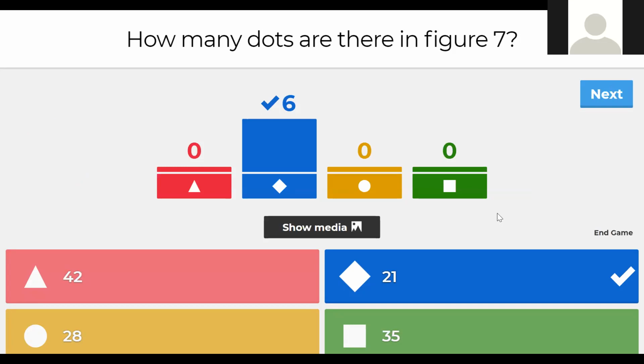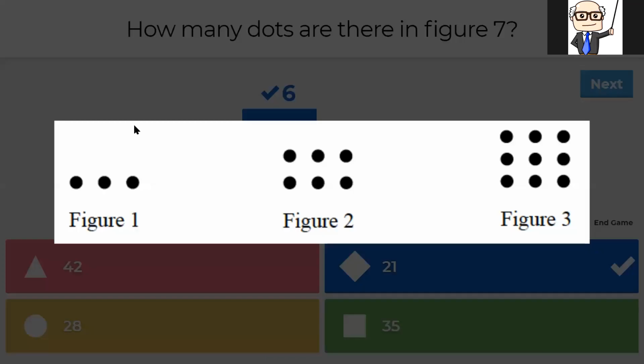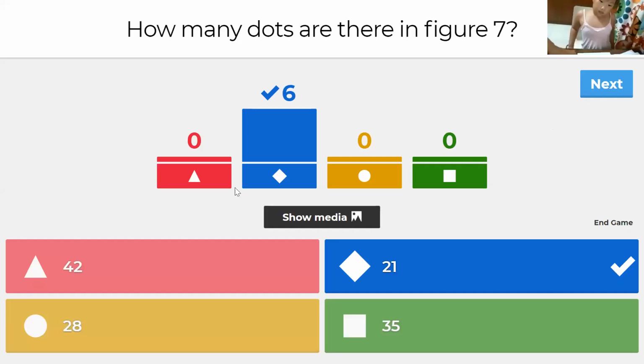Okay, so everybody got it correct. However, someone hasn't got the answer yet. Now, how many dots are there in figure 7? Do you all know this is in the multiples of what? 3, right? So the first one is 1 times 3. Second one is 2 times 3. Third one is 3 times 3. Thus, if I want figure 7, it will be 7 times 3 equals to what? 21. Okay. Ready for the next one?